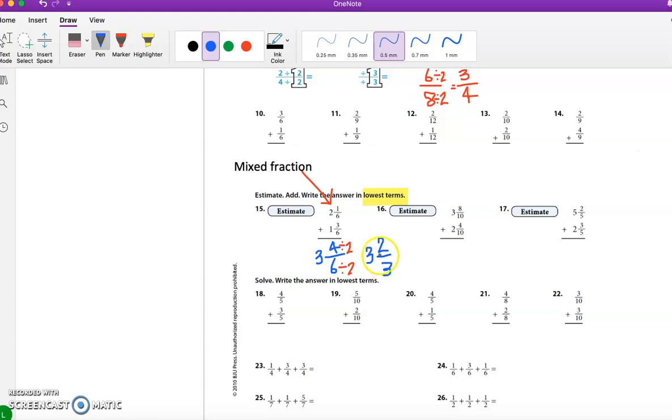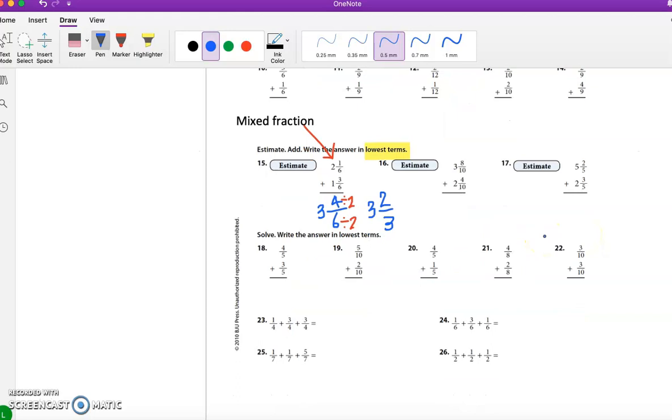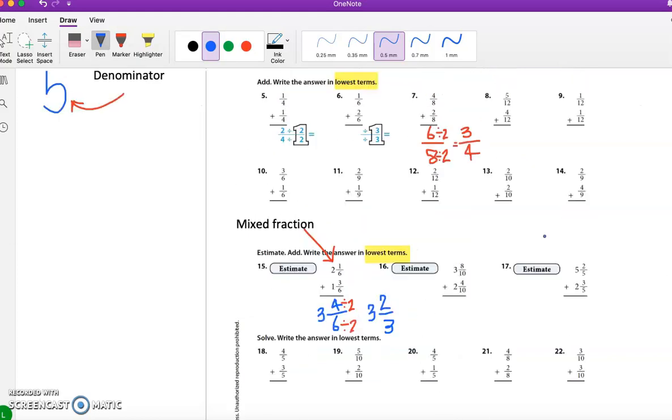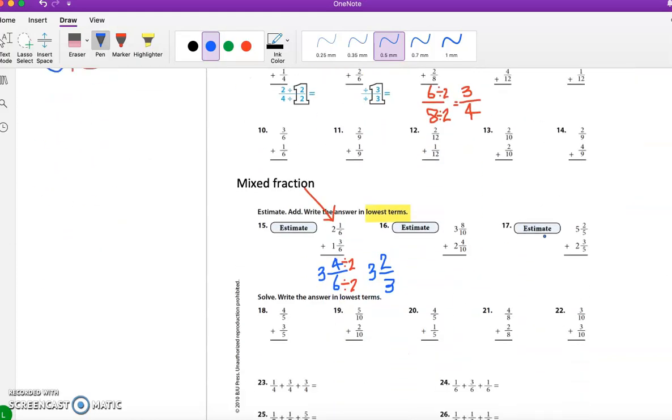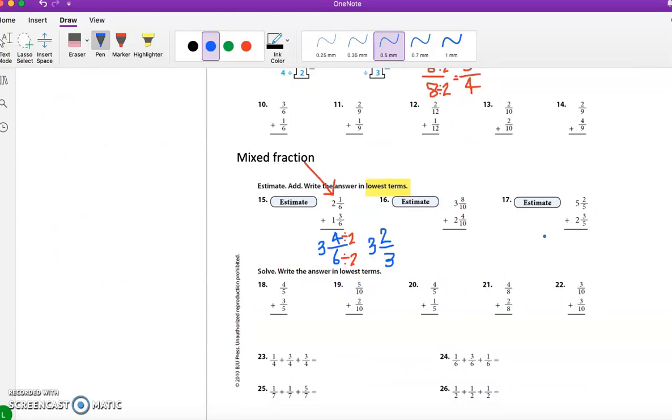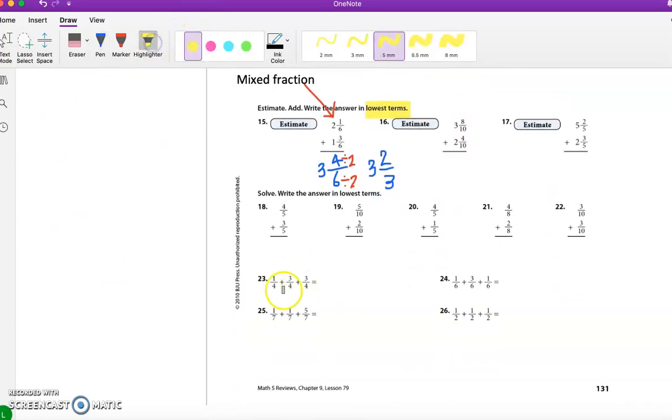Okay? Now I want you to do, well, it says estimate. You may do estimation or you may not. It's up to you, however, it's not mandatory. After you do number 17, numbers 18 through 22 will be very similar to what we've been doing here, so it should be no problem. Let's do number 24 and 25 together.